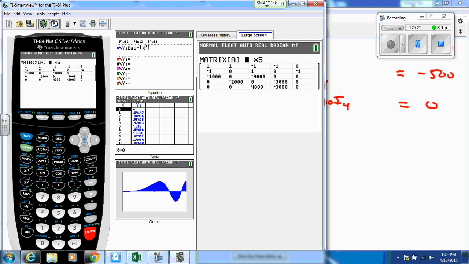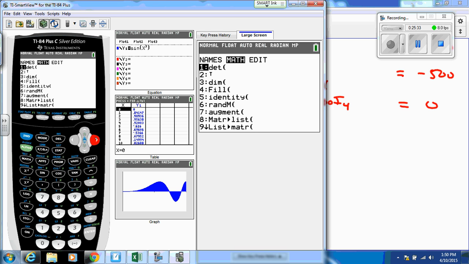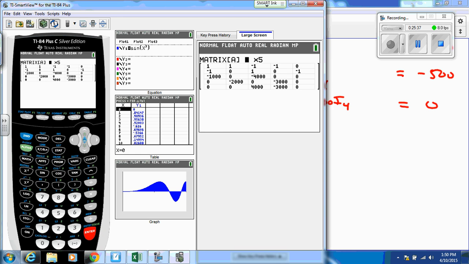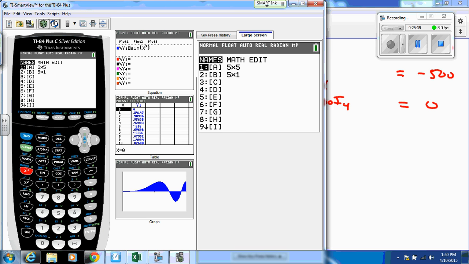You got it? They're still different than yours. They're different now, but they're still different than yours. I didn't hear what was wrong. Now check matrix B.